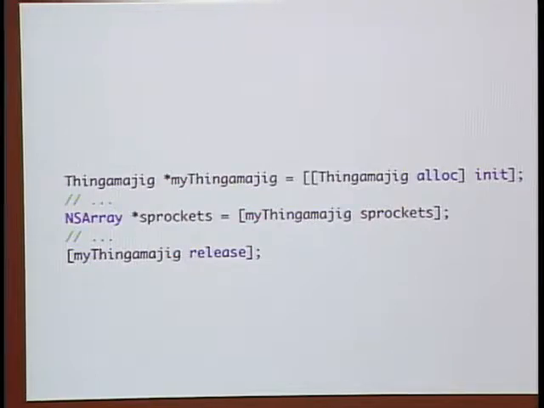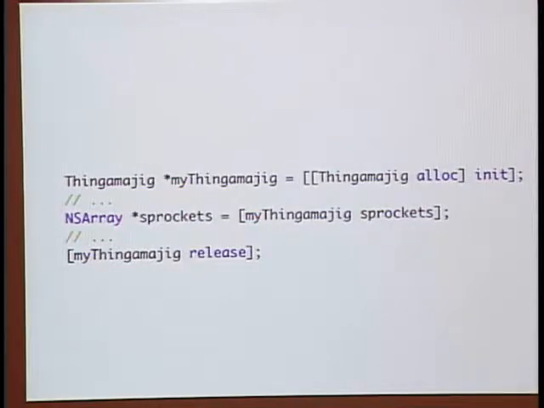eventually we're done using the sprockets, but because myThingamajig sprockets is not new sprockets, it's not copy sprockets, it's not alloc sprockets, it's just sprockets, we're not responsible for clearing up any of that memory. So we're not doing any sort of releases. But eventually we're done doing whatever it is we're doing, and because we created myThingamajig with alloc, we need to release it. Okay, so we've seen that a few times.